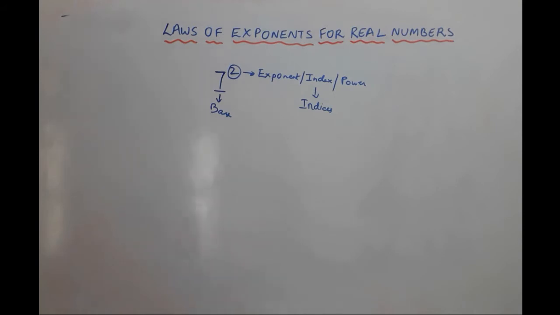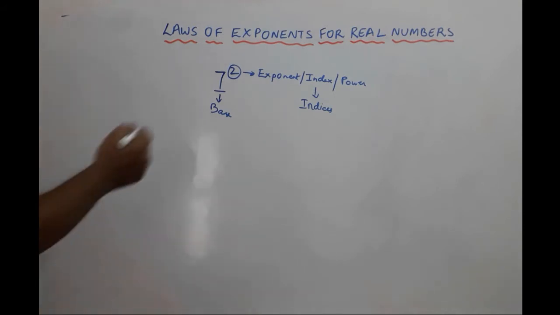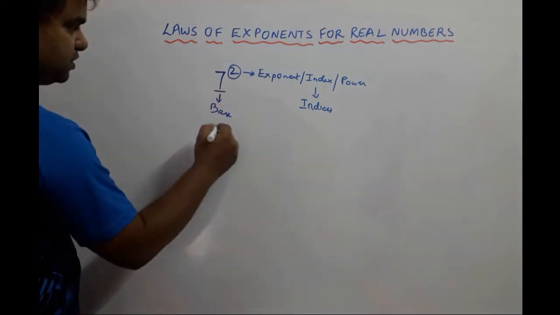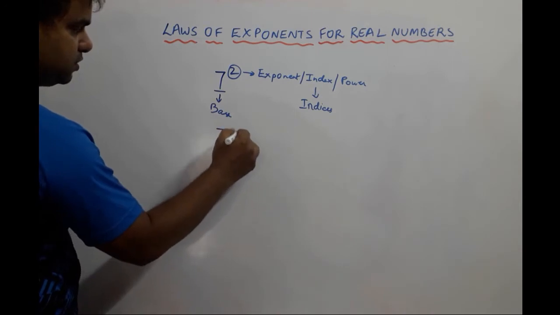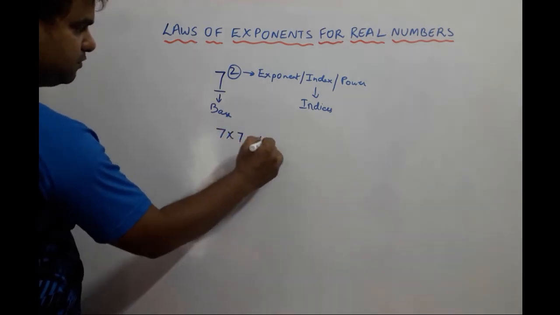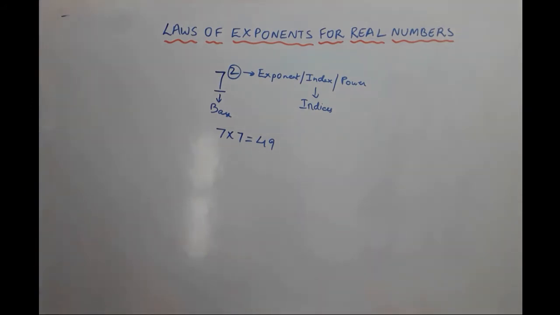For example, the example given over here is 7 square, which means 2 times 7 repeated, which is equal to 49 in this case. So powers tell us how many times a number has to be used. Okay, that is the base. In this case the base is 7. Okay, now how does it help us?